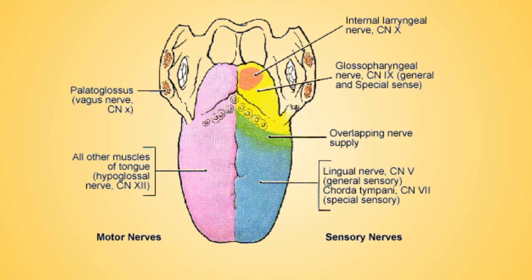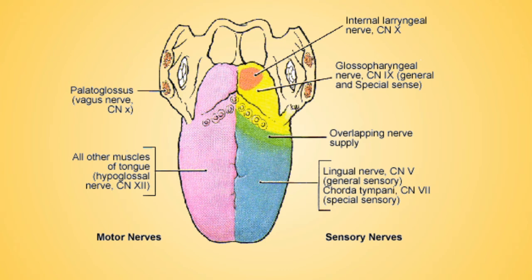Now next is the nerve supply of the tongue. First of all, the motor nerves. All the intrinsic and the extrinsic muscles except the palatoglossus muscle are supplied by the hypoglossal nerve. The palatoglossus muscle is supplied by the cranial root of the accessory nerve through the pharyngeal plexus. So 7 of the 8 muscles are supplied by the 12th cranial nerve.